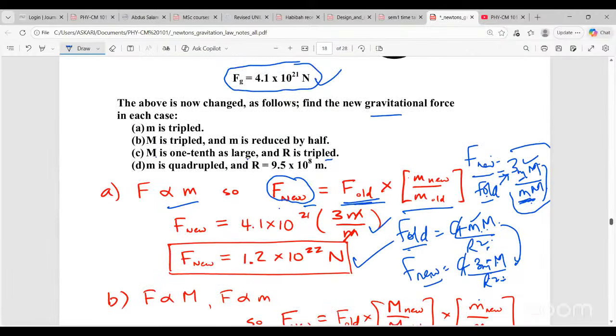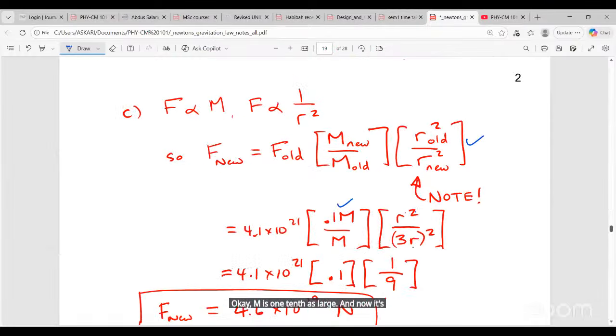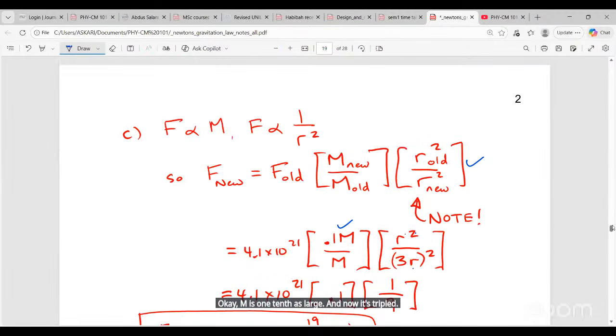Okay, M is 1/10 as large, and R is tripled. M is 1/10 as large. Can you see? The new, the old. If it says 1/10 as large, it's just semantic, it's English. It's not that you are supposed to add, no.